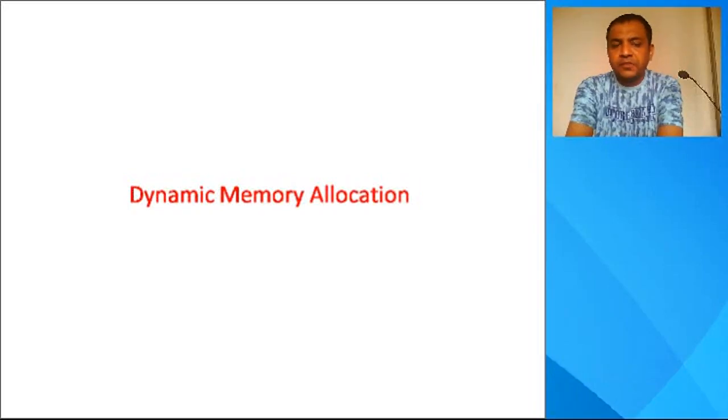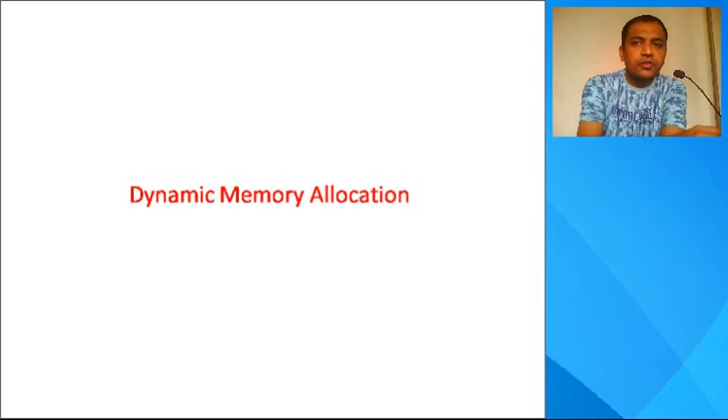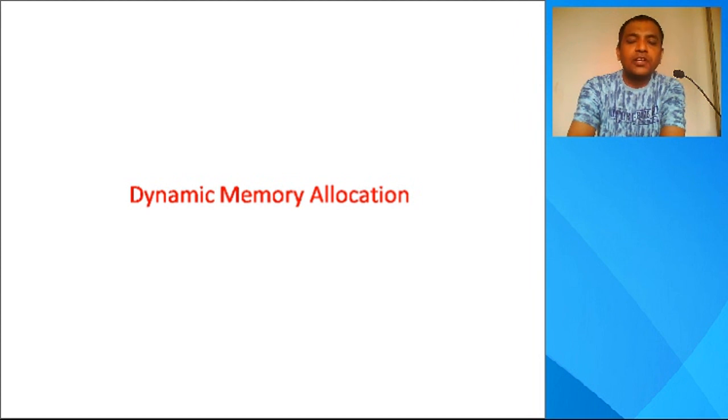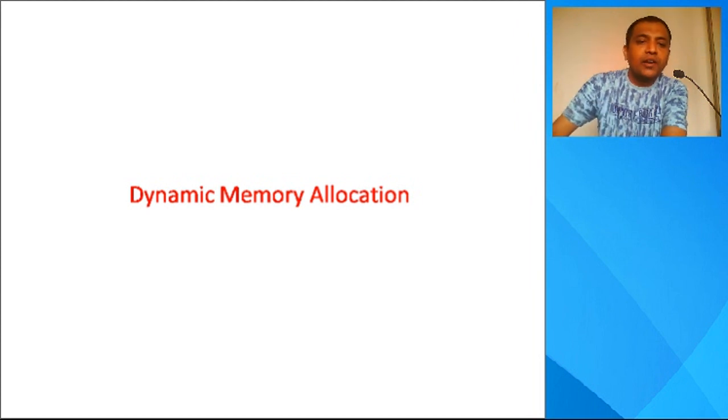Hi, in this video we will see how the concept of dynamic memory allocation is used in C++. We know that in C programming we achieve dynamic memory allocation by using functions called malloc and free. These are declared in a header file called alloc.h, whereas in C++ there is a different mechanism.